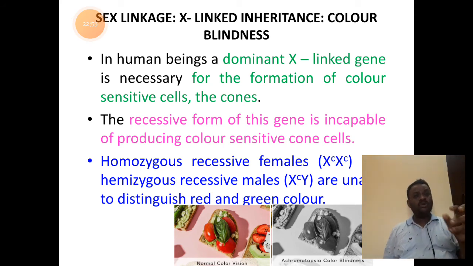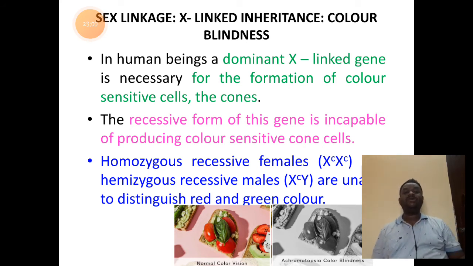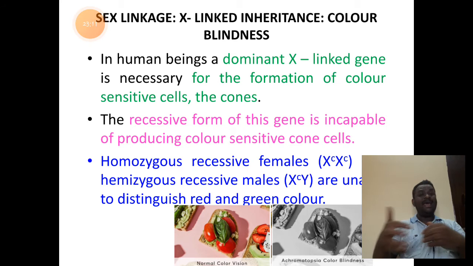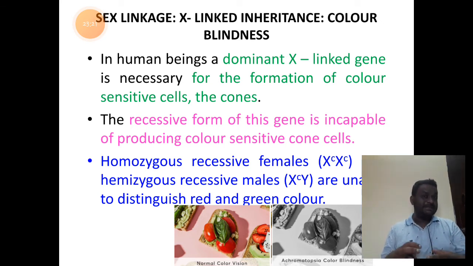On the X chromosome, there is a dominant gene that is responsible for the formation of color sensitive cells, the cones. So the color sensitive cells called cones are formed with the help of a gene called the dominant X-linked gene. In its recessive form, these color producing genes are absent. So color sensitive cone cells are absent in these individuals in recessive form.